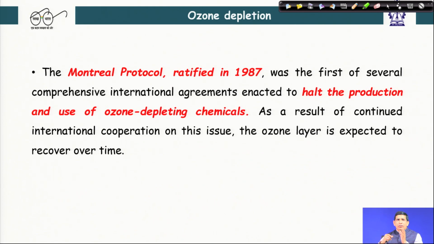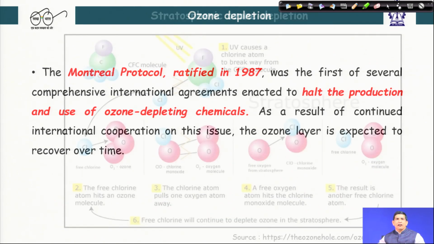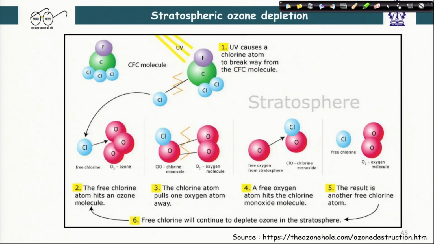So, the Montreal Protocol, as we saw, is the first international agreement to halt the production and use of ozone depleting substances. As a result, the ozone layer is expected to recover over time. That is our goal, to try to recover. If you look at stratospheric ozone depletion, you have the CFC molecules, the chlorofluorocarbons, which we talked about.